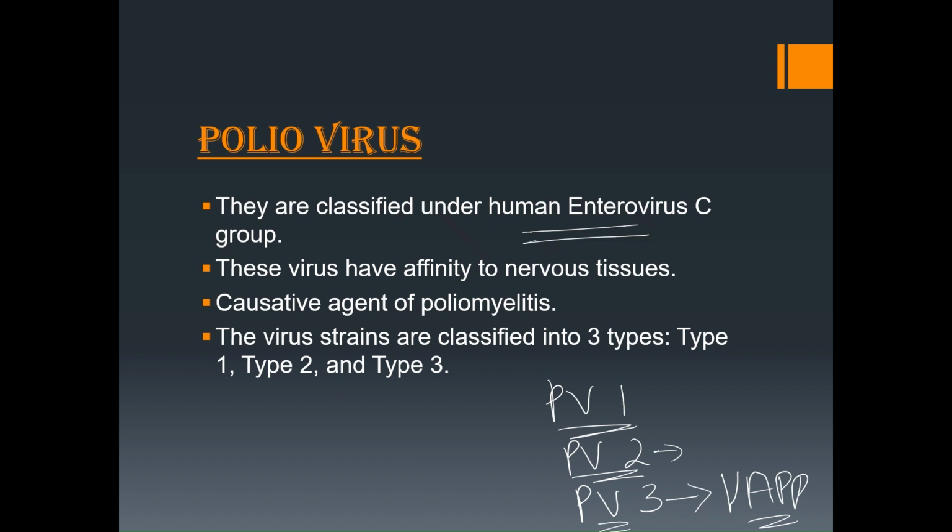These three types of strains of poliovirus are used for the preparation of vaccines, right? Those strains will be attenuated or inactivated. Even then, very rarely, with a 1 in a million chance, the vaccine strain itself can cause paralysis in the person who is taking the vaccination.